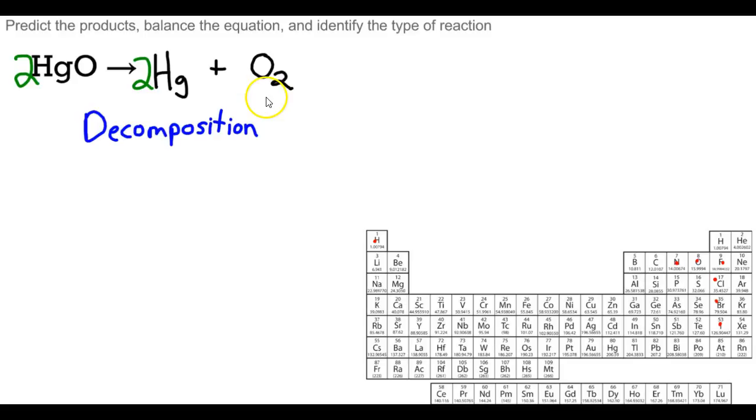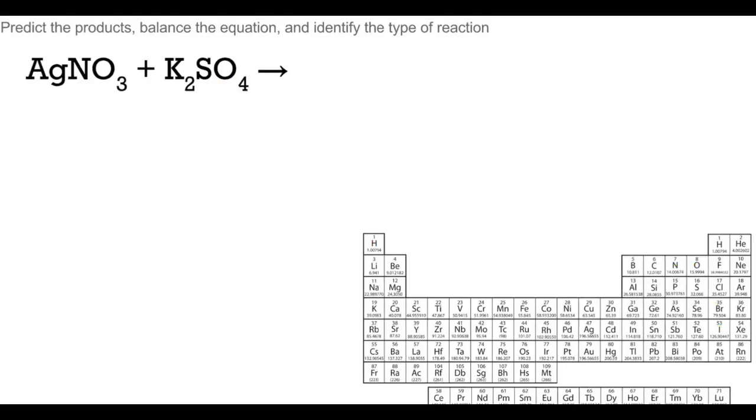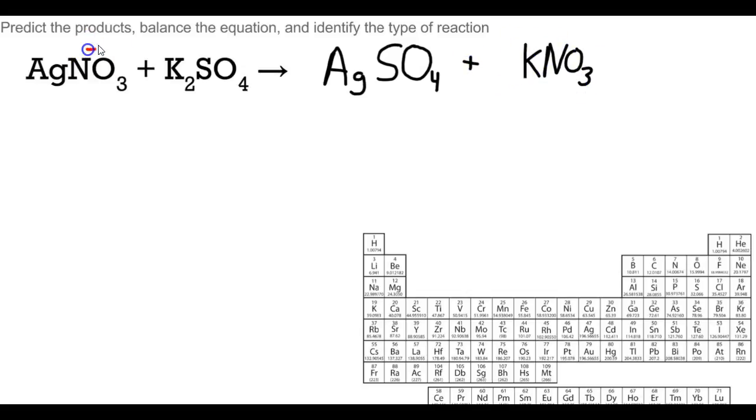Now I have silver nitrate plus potassium sulfate. So I need to switch those around, so I'm going to have silver joining up with the sulfate, and I'm going to have potassium joining up with the nitrate. Now what I need to do is figure out the charges on it. Nitrate is a polyatomic ion with a charge of -1. Silver is going to have a charge of +1 since I only have one of those there and they have to cancel out. Sulfate is going to be a -2 charge. Potassium is always a +1 charge.